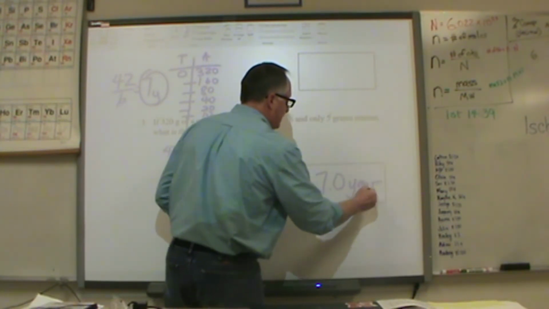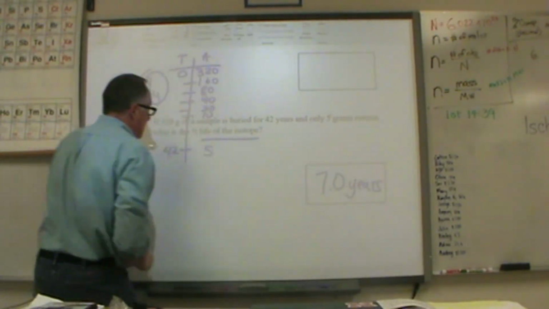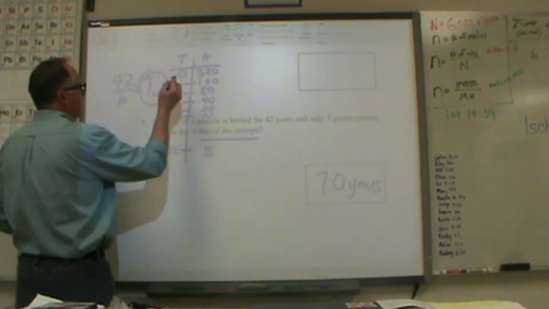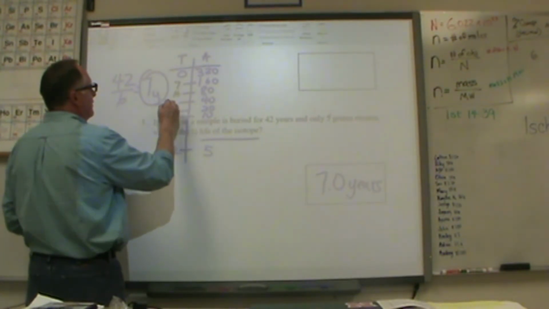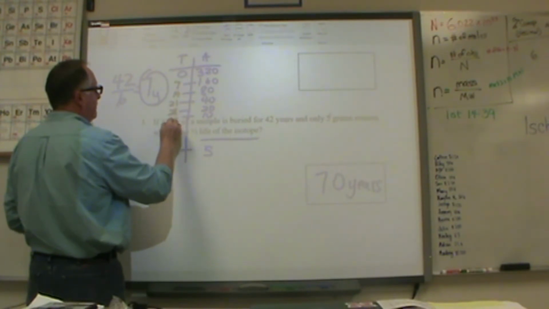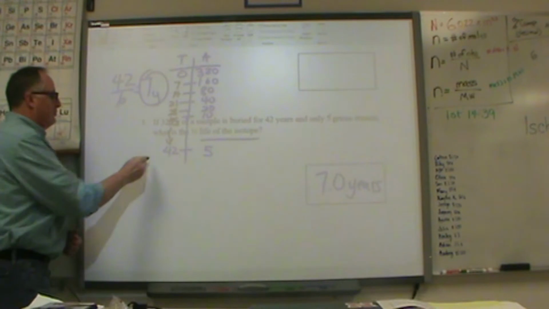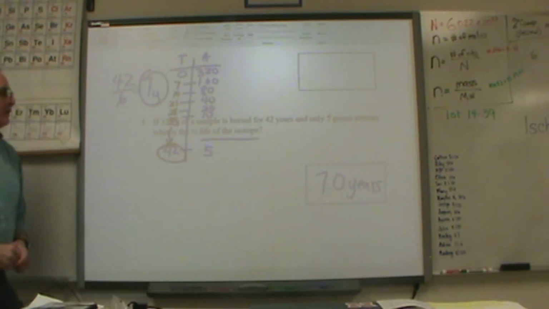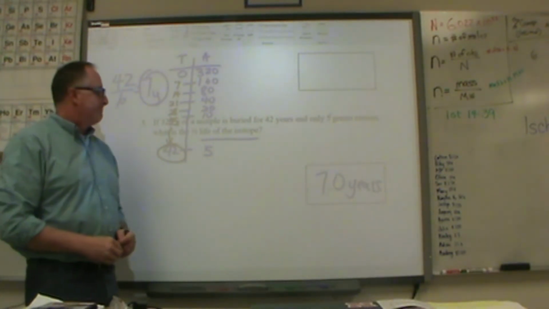Years, but I'm going to check it by counting up by 7s, and hopefully I get to 42 here. 7, 14, 21, 28, 35, and the next one is 42, and that's what I'm looking for. So I'm confident that the answer is 7 years.